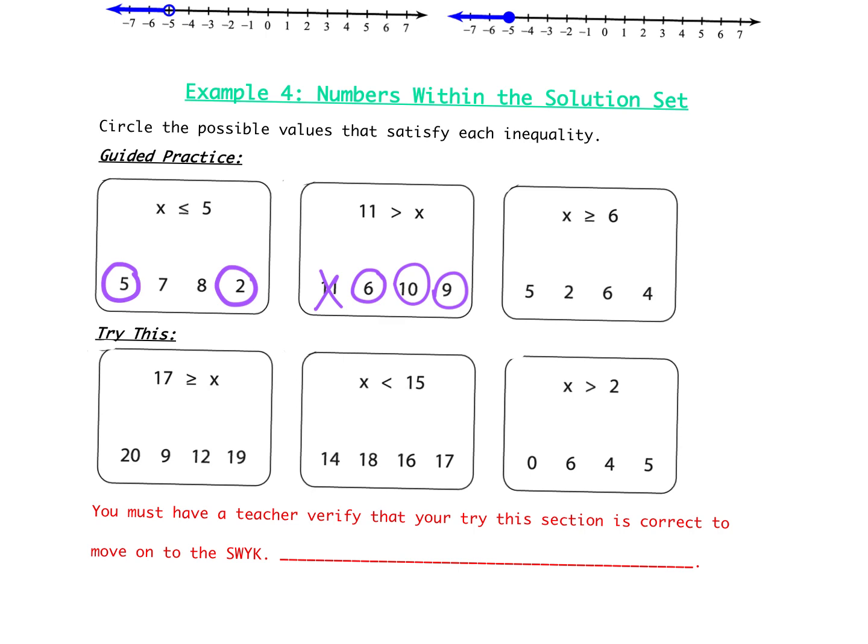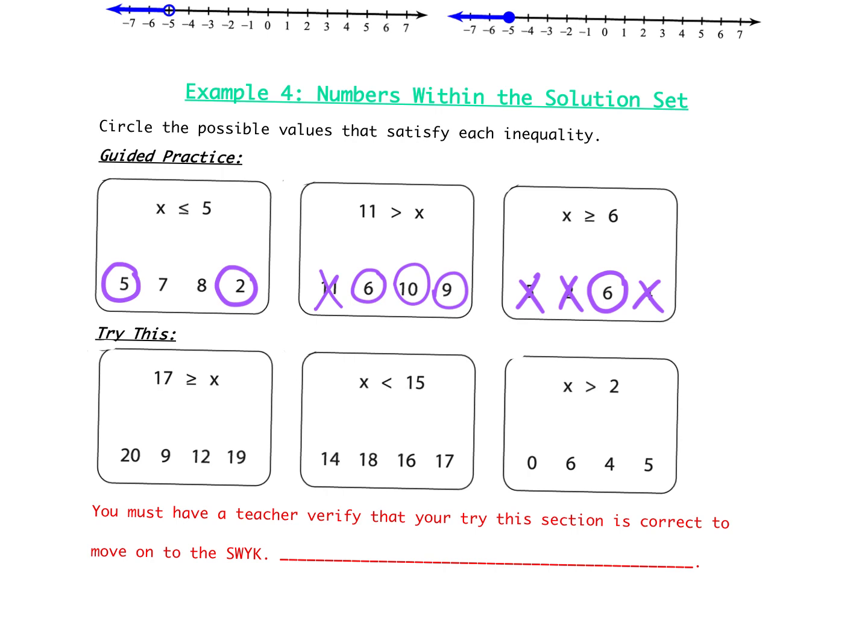So now the last one, we plug in our numbers for x. So it's saying 5 is greater than or equal to 6. Is that true? It is not, so we don't use that one. 2 is greater than or equal to 6. Doesn't work, so we cross that one out. 6 is greater than or equal to 6. Well, it's equal to, so that one works. And 4 is greater than or equal to 6. It is not, so that one also does not work.